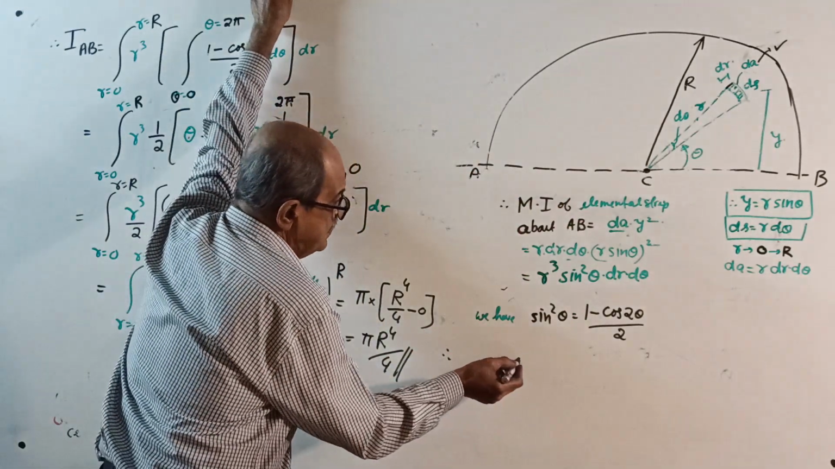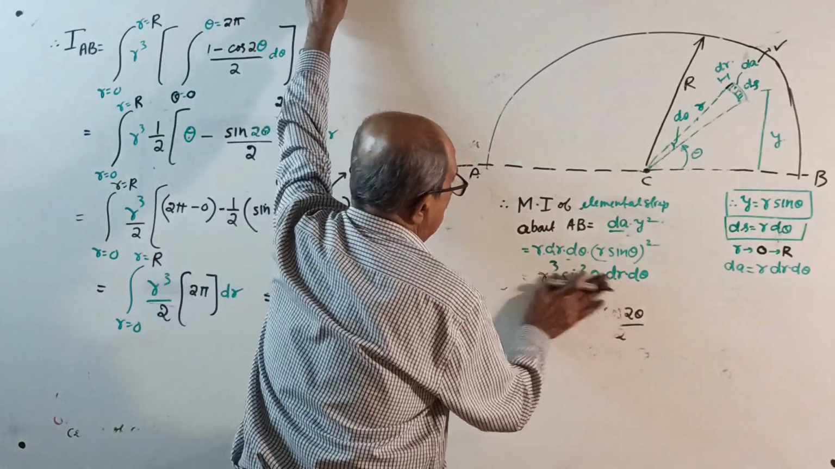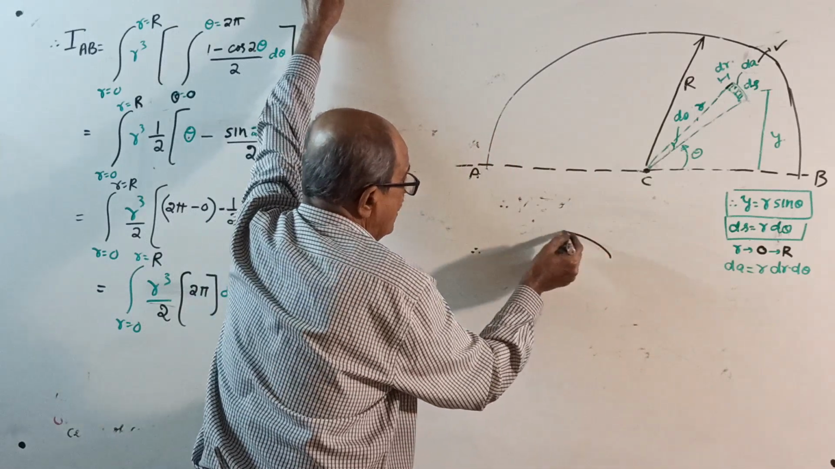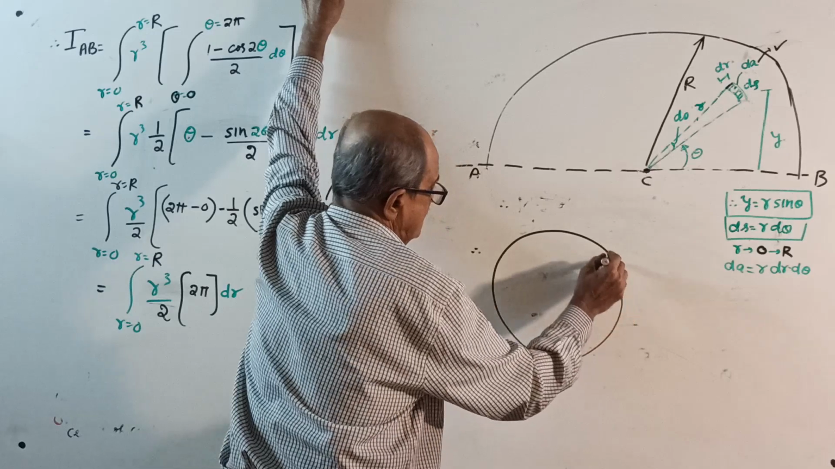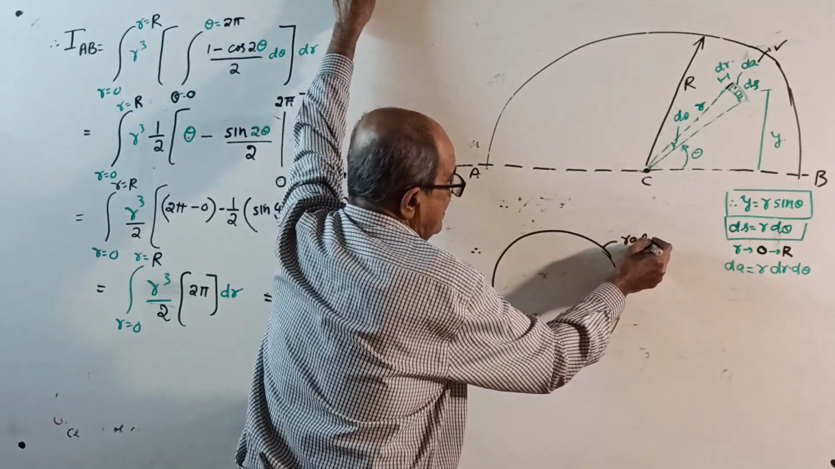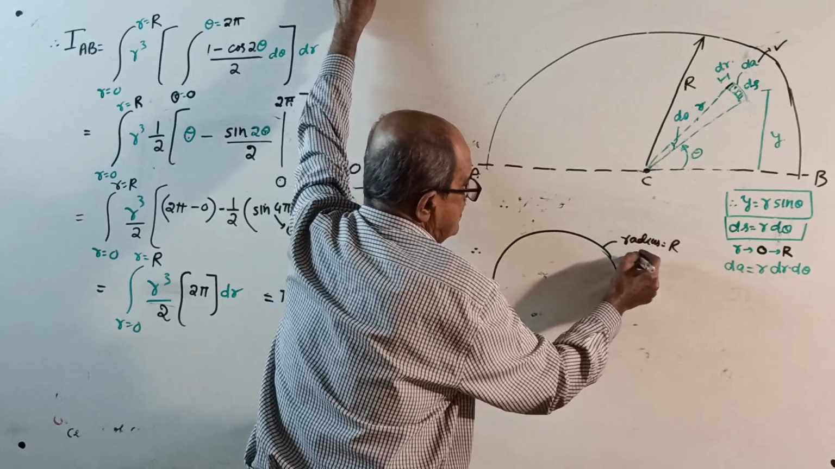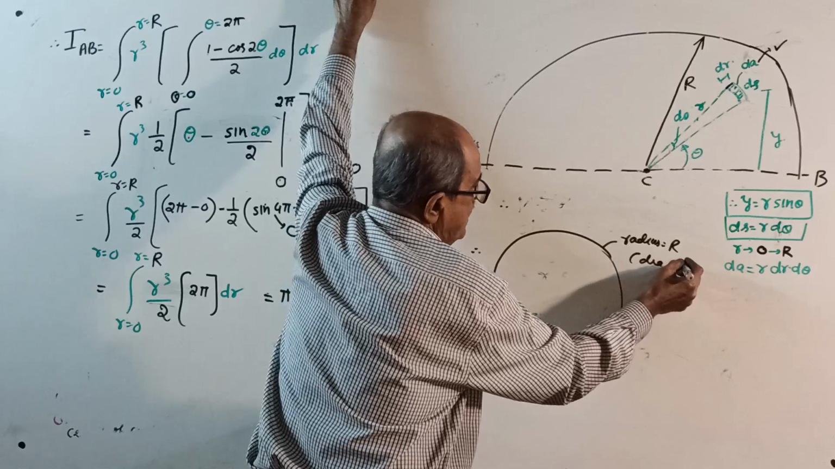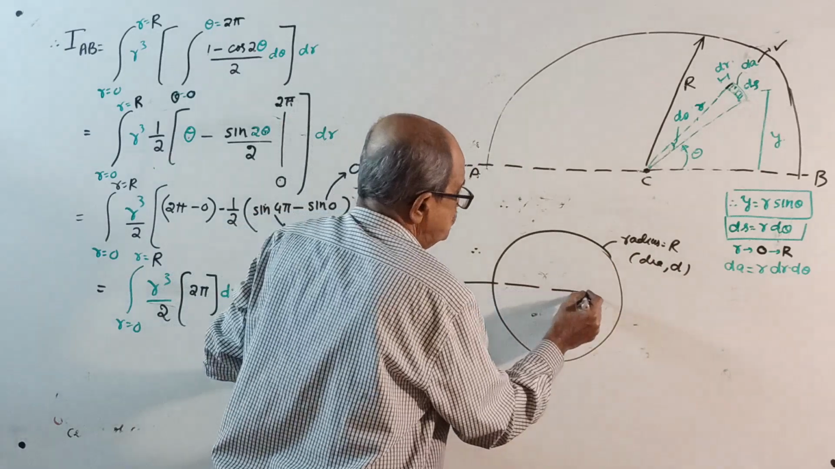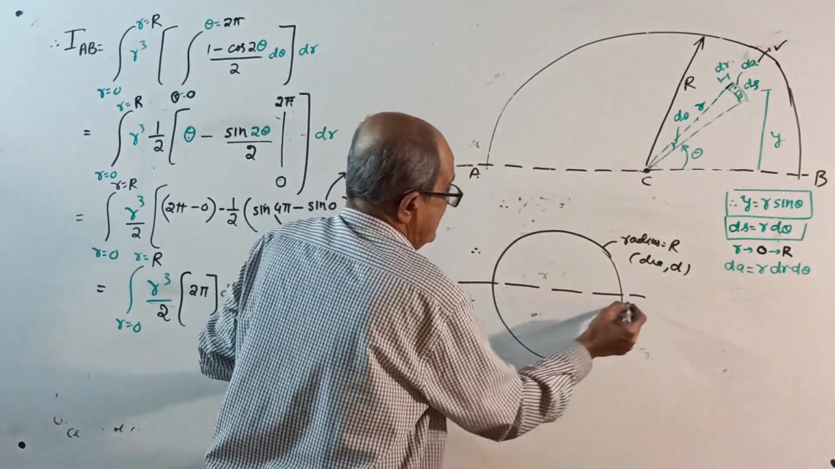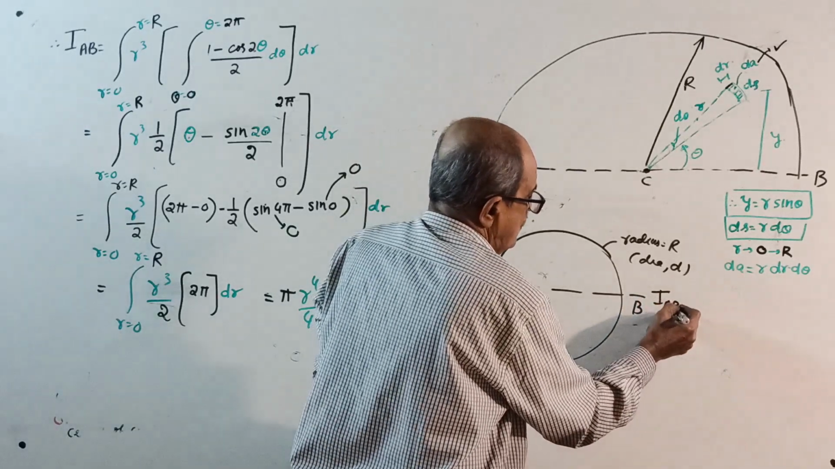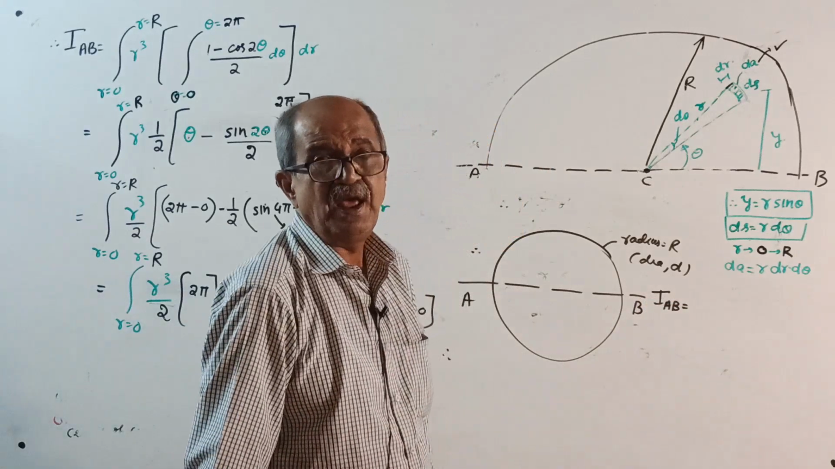Therefore, see, this I can remove now. One result you write here, result. Therefore, for a circular area of radius r or diameter d, you show that AB axis, you write the answer. I about AB, which later will become I about XX also.